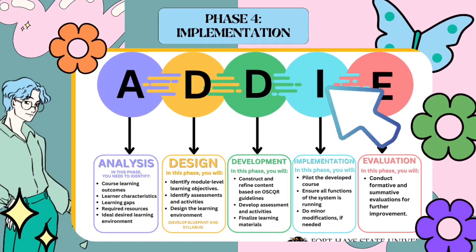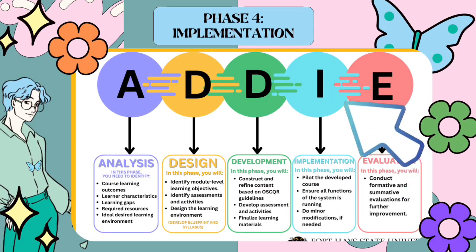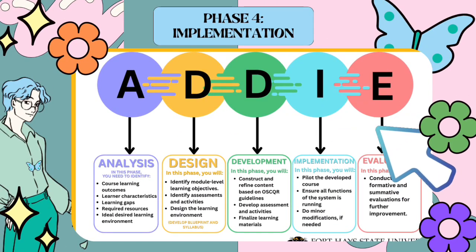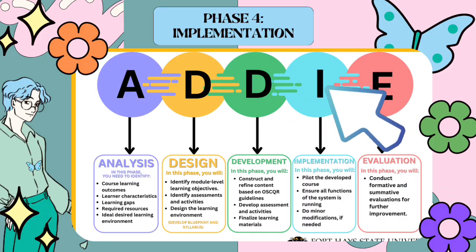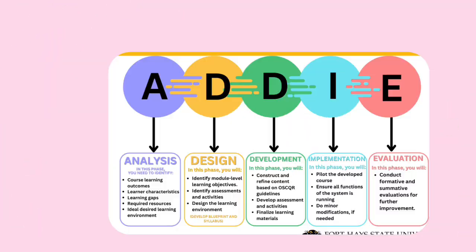Phase 4 is implementation. In this phase, the course is piloted to determine that all aspects work as designed and to identify areas in need of improvement. Necessary revisions can be made based on student performance and feedback and faculty self-reflections on the pilot course. The next phase is evaluation.